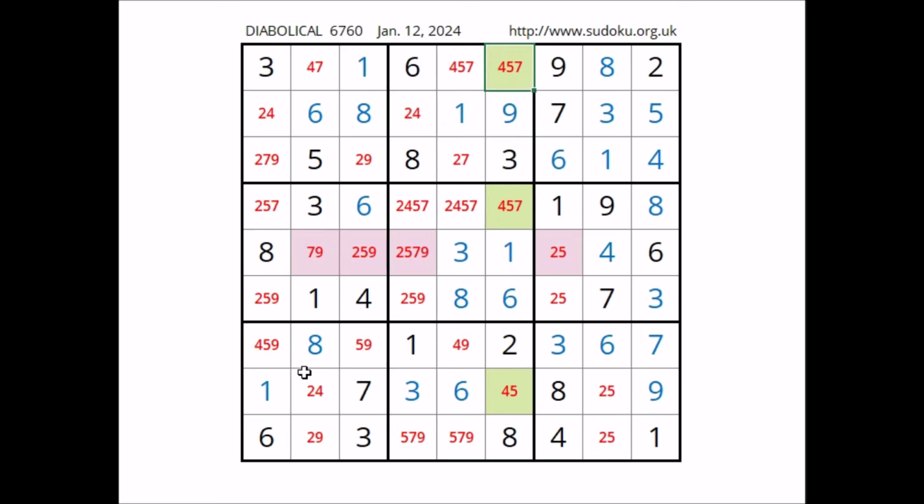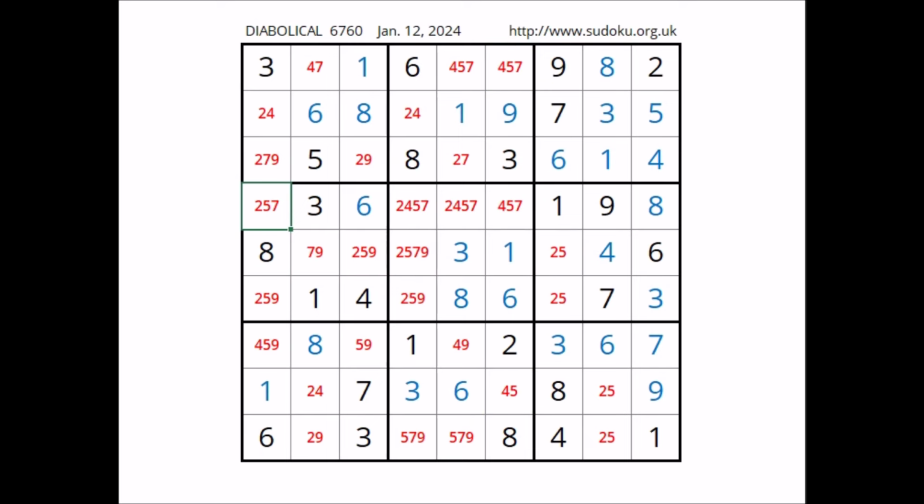Now take a look at this column. 7 can be here, 7 can be here. We have only two places for number 7 in this column. Also, these two places are in the same row. So we have a skyscraper situation for number 7. So look, in this place cannot be 7, and in this sector, in this place cannot be number 7.